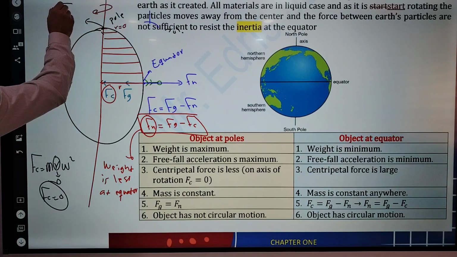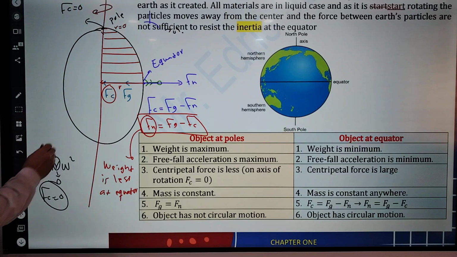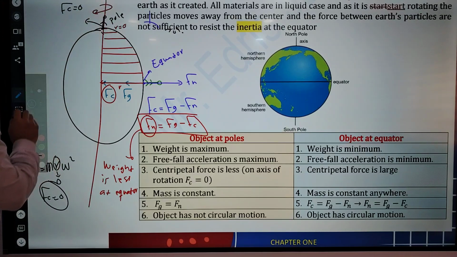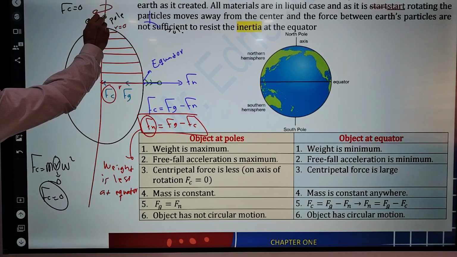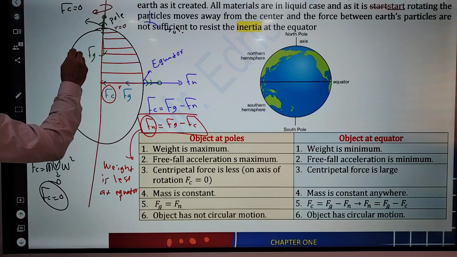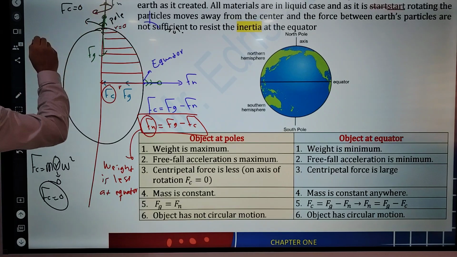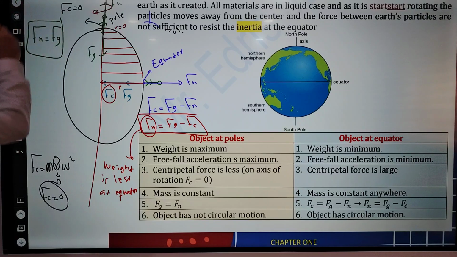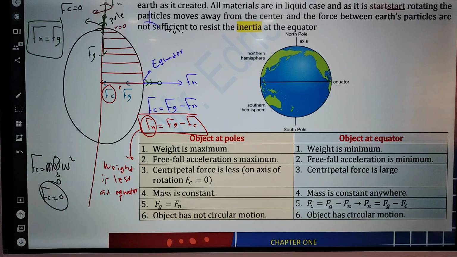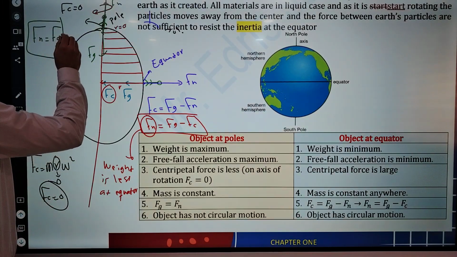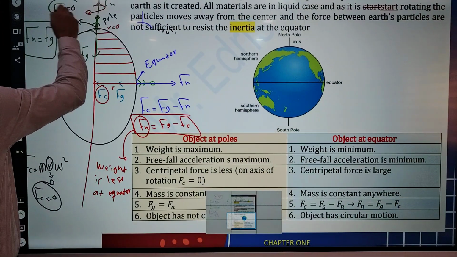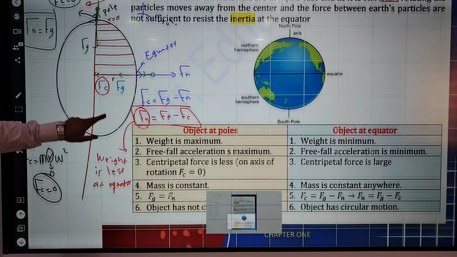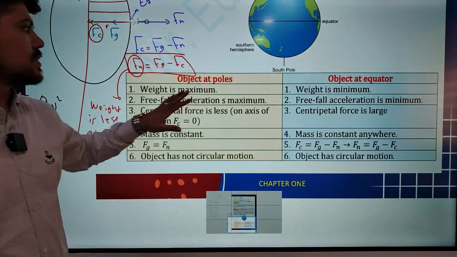So at the pole, Fc is equal to 0. The person has gravitational force downward and normal force upward, so the effective weight is equal to Fn, which is equal to Fg. There is no centripetal force at the pole. What is the magnitude of the centripetal force at the pole? It is equal to 0. So, object at the pole, object at the equator.